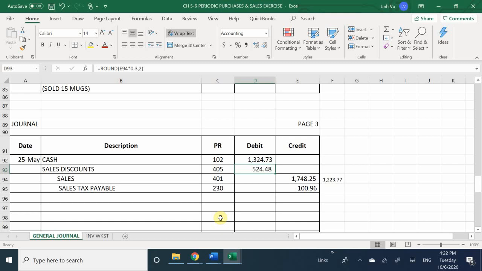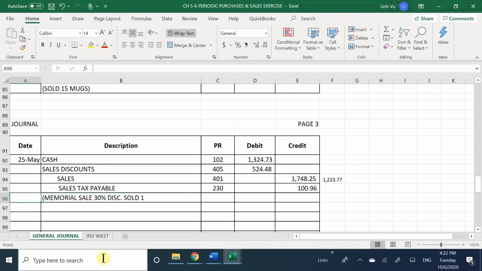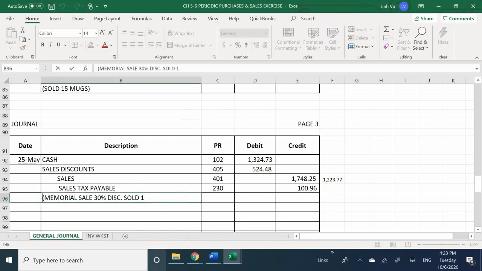Yay. And now I'm also going to indicate here that I had Memorial Day Memorial Sale, 30% discount. Okay. And we sold how many cups? 175? 175. Yep. Okay, so I need to put my caps lock back on. And it's for 175 mugs. Good.